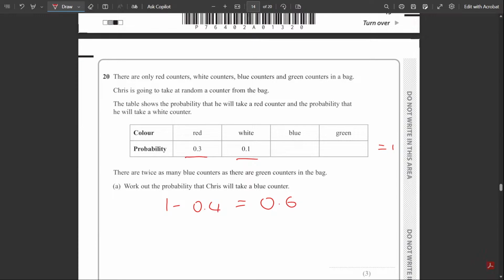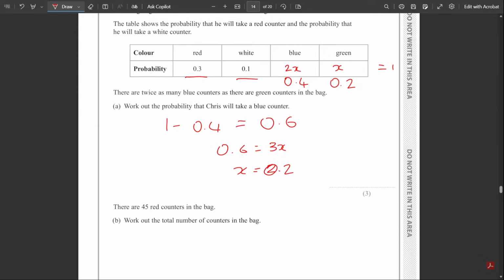So blue is twice as much. So we can say, let's see, if that's x, this would be 2x. So altogether that's 3x represents 0.6. So what's 1x going to be? So 1x is going to be 0.2, 20%. Okay, so that's 20 times 2, which is 40%. So we got this is 0.4 and this is 0.2. So probability of the blue counters is 0.4.